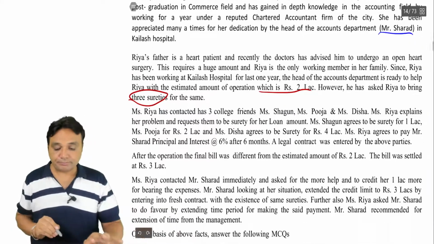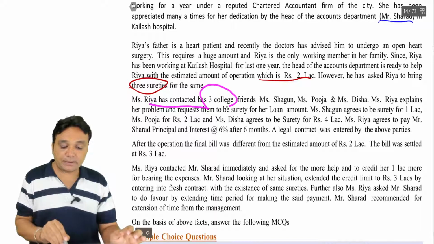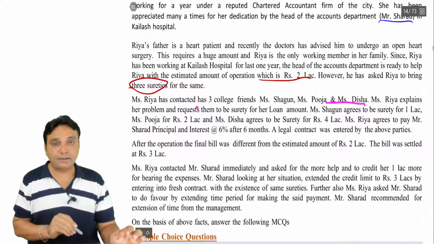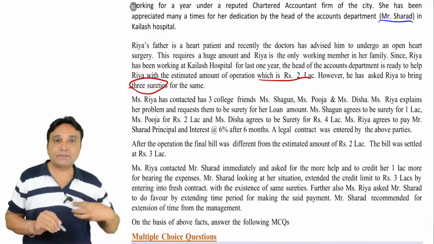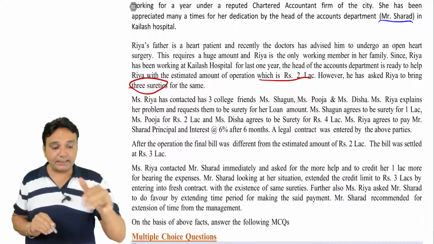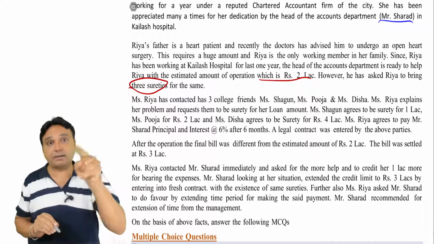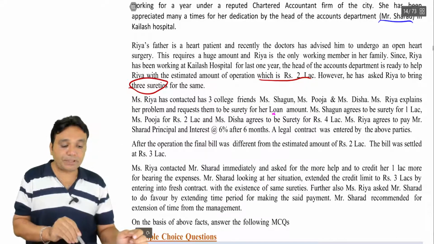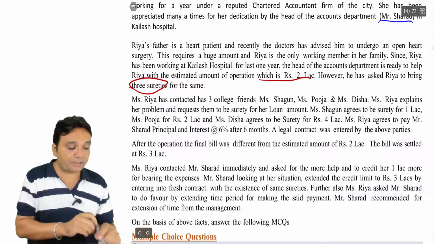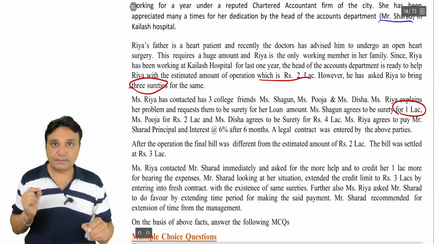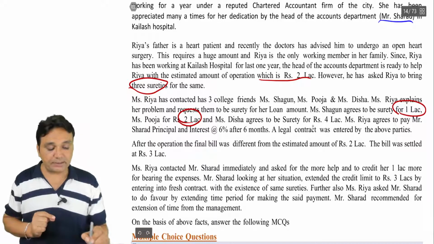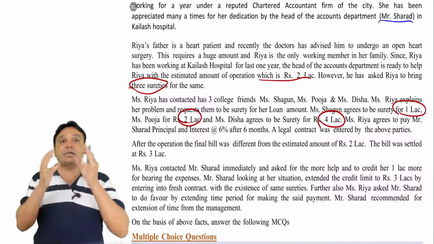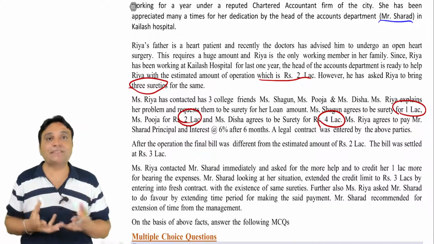Now, Miss Ria contacted her 3 college friends, Shagun, Pooja and Disha. So see, how much money she is going to need? 2 lakh, right? There are 3 sureties because the creditor asked for them. And Ria explained her problem and requested them to be surety. Miss Shagun agreed to be surety for 1 lakh, right? Then Pooja for 2 lakh, Disha for 4 lakh. Now that will turn out to be 7 lakh. But see, what is the principal amount? The principal amount is 2 lakh.